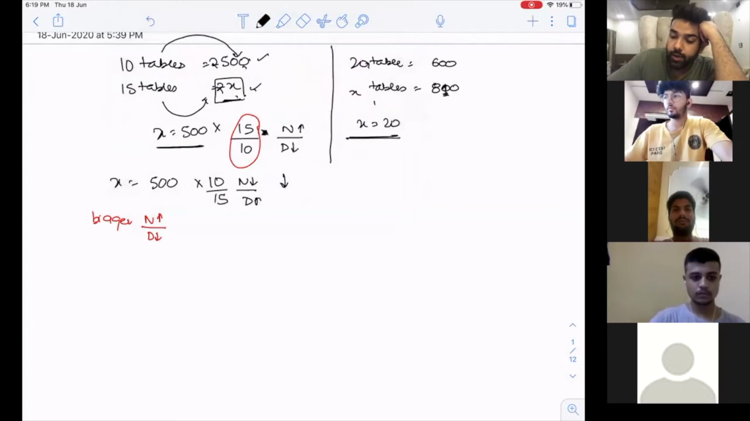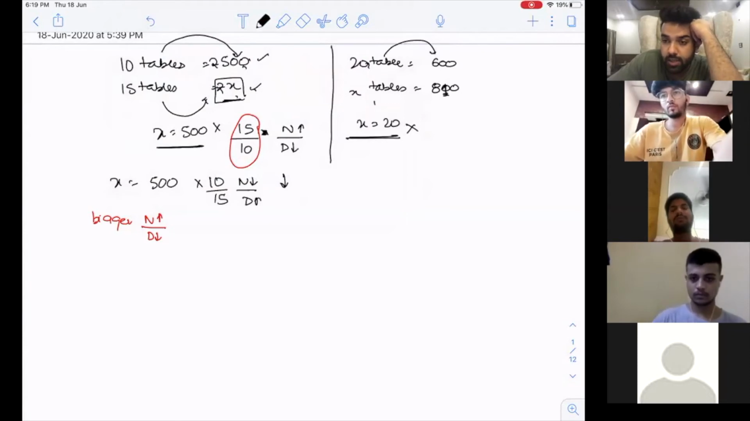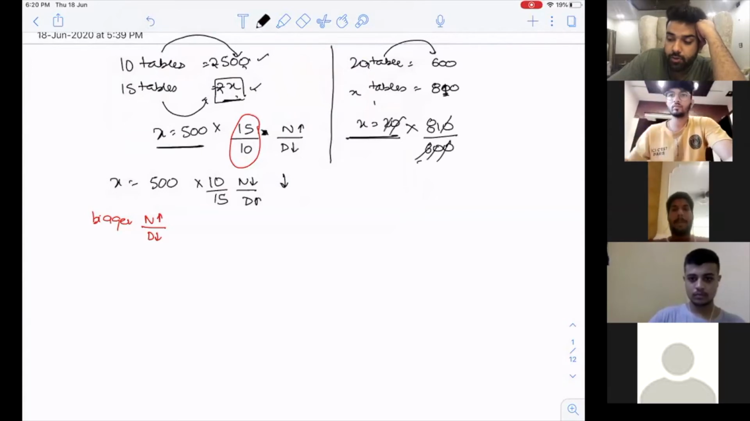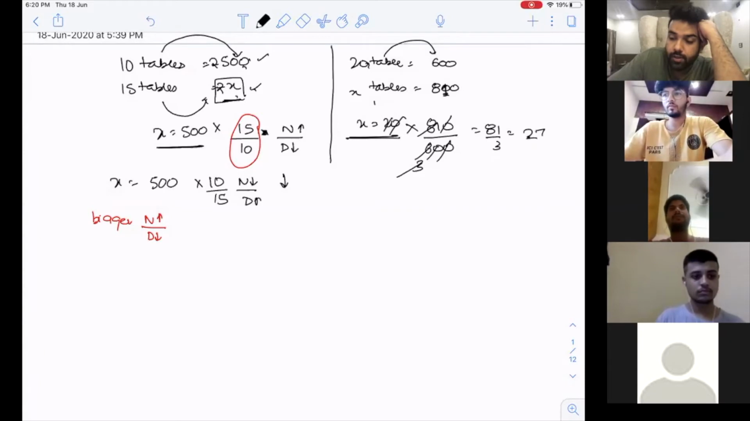X is equal to 20. अगर 20 टेबल की कॉस्ट 600 है तो 810 रुपीज में ज्यादा टेबल्स आएंगे या कम? More or less? More. ज़्यादा आएंगे सर. So bigger number above, smaller number below. Let's cancel it. 81/3 कितना होता है? 27. Sorry. Let me just rub it. 27 tables.